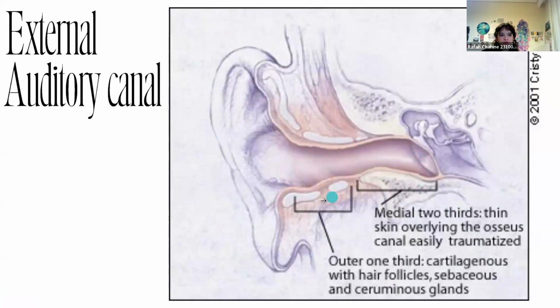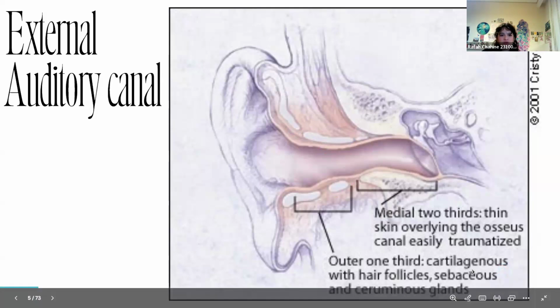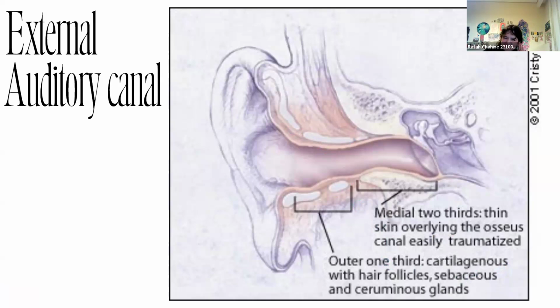that the outer 1/3 is cartilaginous. To help you remember that, the outer 1/3, this part of my ear, I can move and bend because it's made of cartilage. The immediate section of the external auditory canal right next to that is also made of cartilage, and it's also lined by things like hair follicles, sebaceous, and ceruminous glands. Sebaceous glands are glands that produce oil. Ceruminous glands do produce oil to some extent, but that oil is the earwax that we love so much.